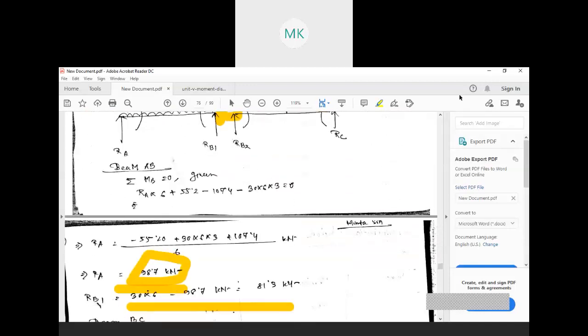I will give some other numerical from the books. So all of you practice that one.